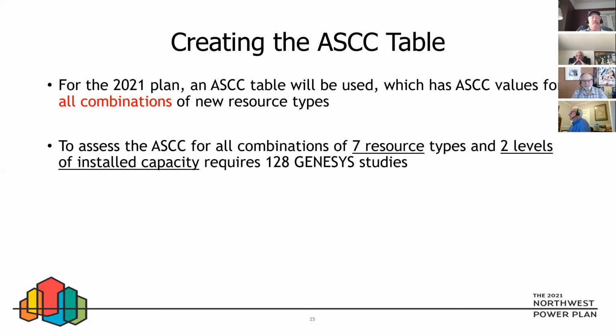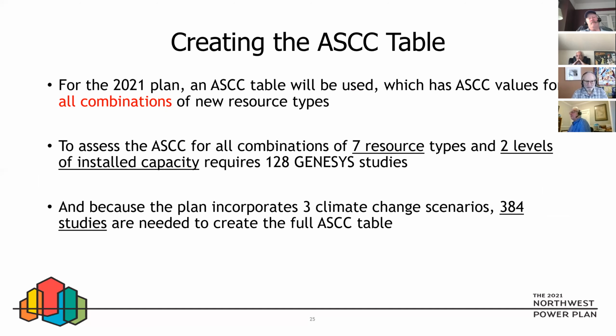If you look at every combination of that, that's 2 to the 7, that's 128 studies. If you wanted to do 3 levels of installation, it's 3 to the 7, that's like 2,100 some studies that I have to run. But it gets complicated because we have 3 climate change scenarios. And so in order for me to create this 128 rows of ASCC array, I have to run 384 Genesis studies. And I've done that.